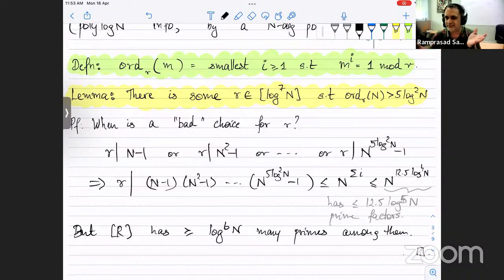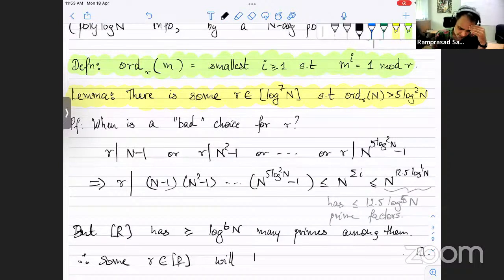Okay, I mean, this is a very bad bound in the sense that up till r, you will have roughly r over log r many primes that you see in the first r numbers. And I'm just crudely saying that it's at least log power 6. And I'm saying there are 12.5 log power 5 n bad primes. So therefore, one of these should work. Some r in this range will be good.